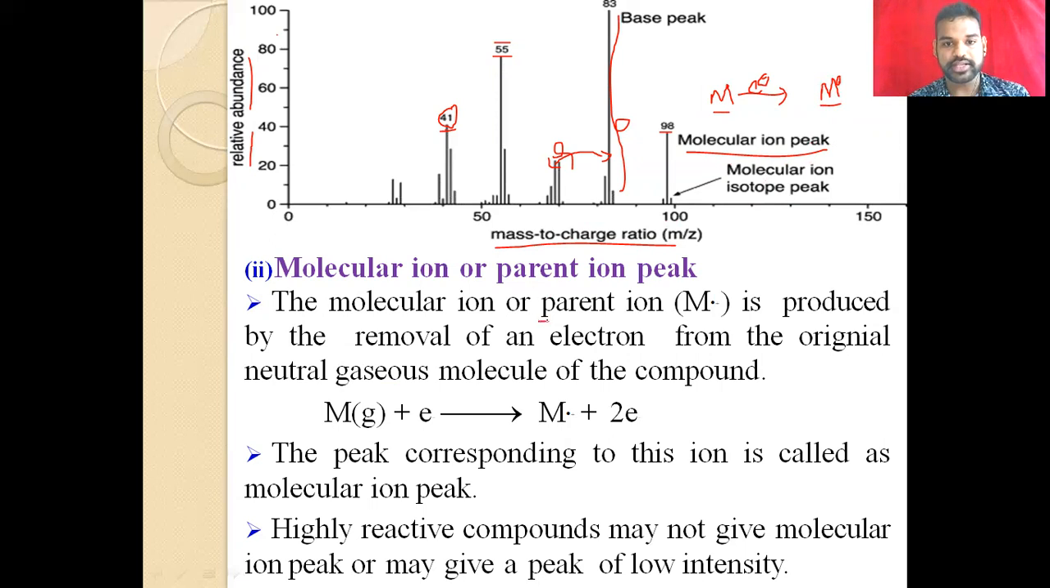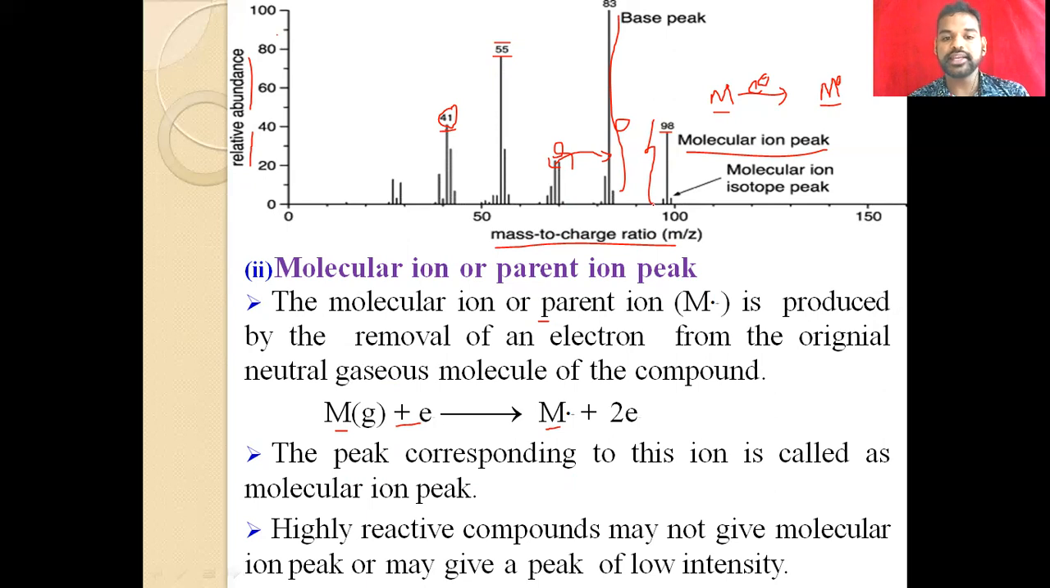Normally here we have the reaction. This is the reaction of M. After the bombarding, it produces an ion here. The peak corresponding to this ion is called the molecular ion peak. So this is the peak here you can see. This is the molecular ion peak.